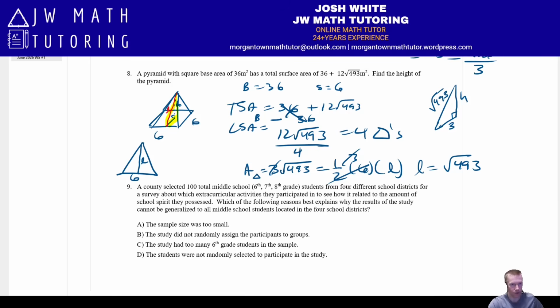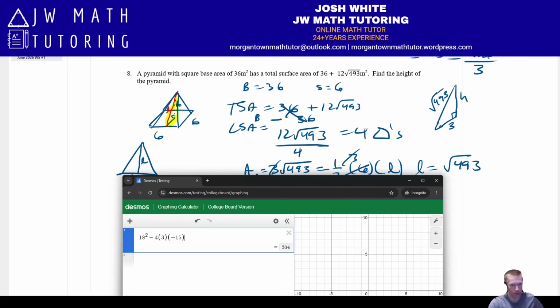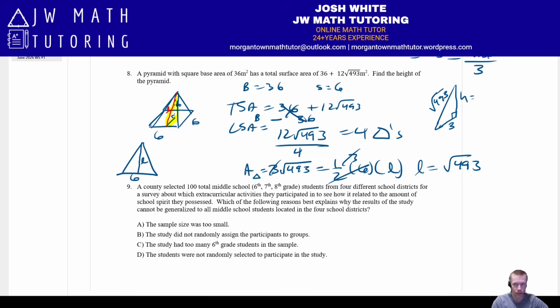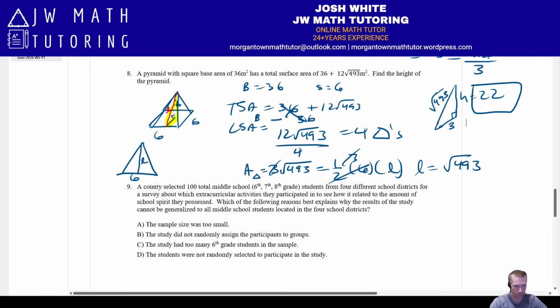So now I'm going to go to Desmos, and I'm going to type in h squared plus 3 squared equals the square root of 493, quantity squared. And it gives me a value of 22. Therefore, the height is equal to 22. That is your answer to this problem.